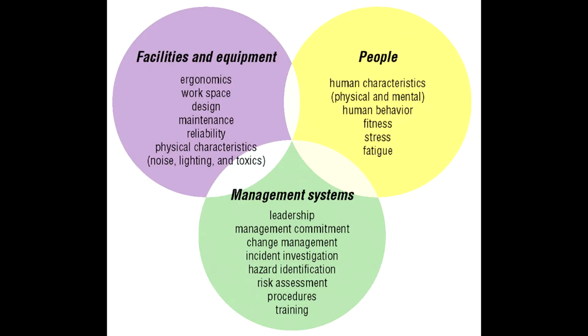What is human factor? Human factor considers all these factors which are facilities for equipment, people and management systems. All these elements considered is to reduce the likelihood of human error, increase productivity and quality, and reduce the risk of work-related illness. Another one is its proper application is to result in improved operating effectiveness and reliability.